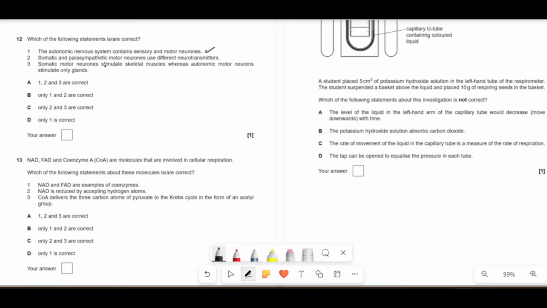Somatic and parasympathetic motor neurons use different neurotransmitters. That is incorrect. They both use acetylcholine, so that one's out. Somatic motor neurons stimulate skeletal muscles, whereas autonomic stimulates only glands. That is not correct, because you can stimulate cardiac muscle with it. So by that, it has to be D.